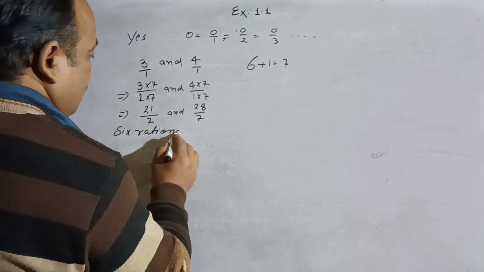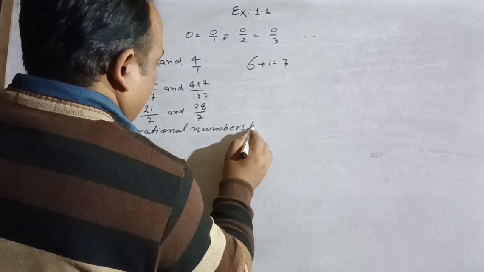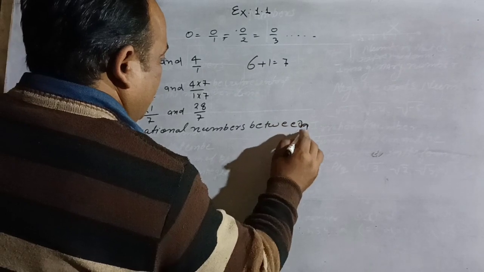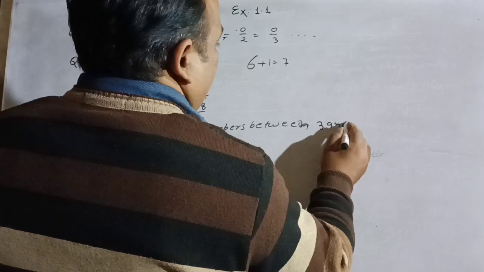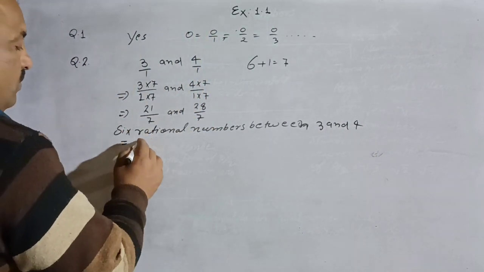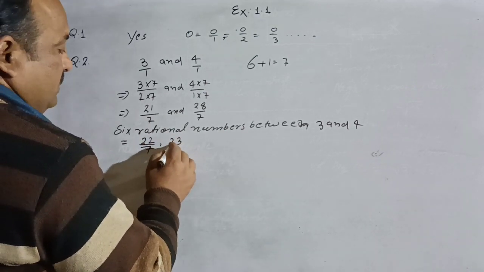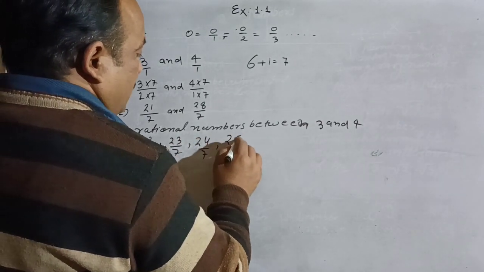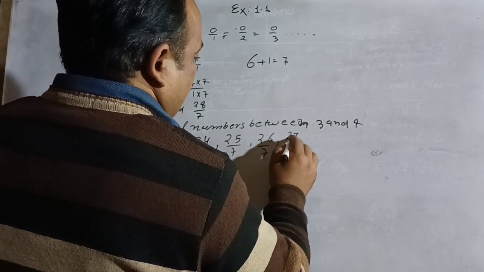The six rational numbers between 3 and 4 are 22 upon 7, 23 upon 7, 24 upon 7, 25 upon 7, 26 upon 7 and 27 upon 7.